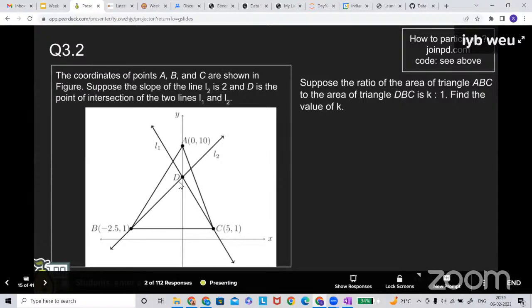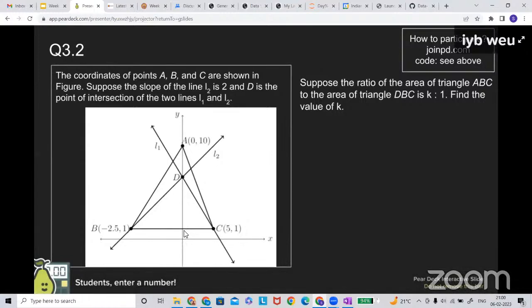As you see, that one is actually easier, half base into height, because with that the calculations will be much easier.